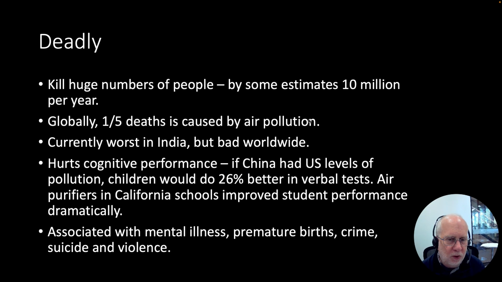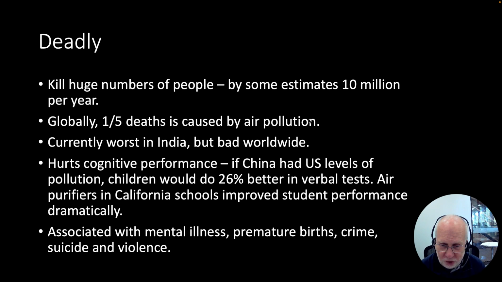Now, these aerosols are deadly. They kill huge numbers of people. It's hard to estimate. You don't normally say this person died because of air pollution, but what you do see is that rates of cancer and lung disease and asthma deaths all go up dramatically. Most estimates suggest that between 5 and 10 million people every year are killed by this aerosol pollution. So globally, 1 in 5 deaths is caused by air pollution. So this is far worse than COVID, far worse than the people killed by global warming. It's absolutely lethal.